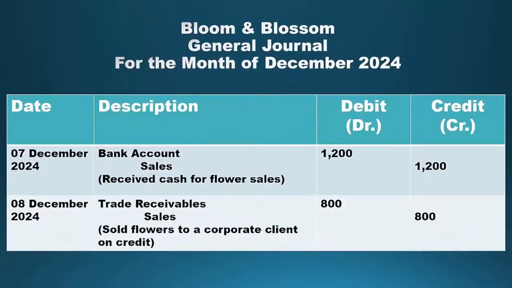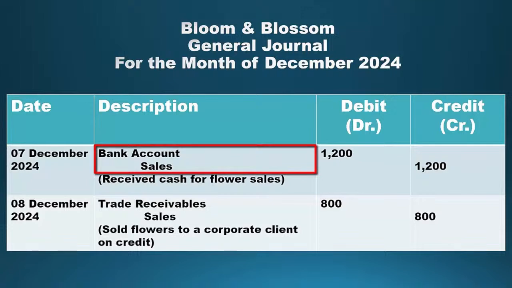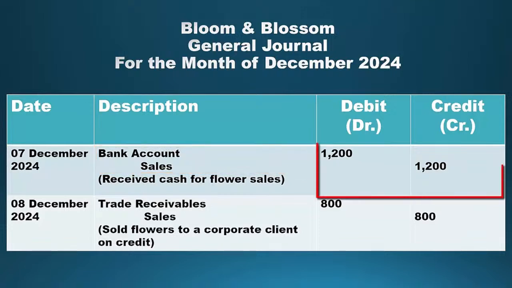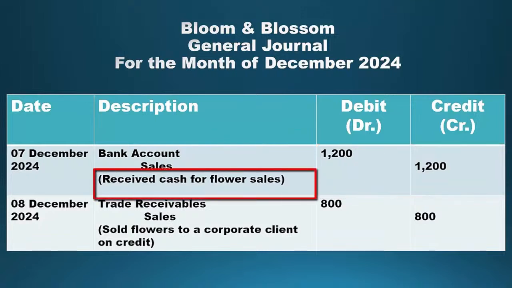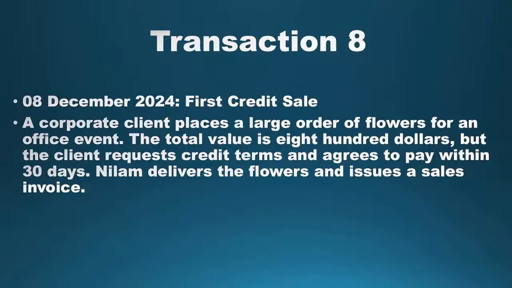Step 5. Recording in the journal. Finally, record this transaction in the journal with the following details. Date. Enter the date the sale was made. Accounts. Write the names of the accounts involved, bank account and sales account. Amounts. Enter $1,200 as a debit to the bank account and $1,200 as a credit to the sales account. Description. Add a brief explanation, such as cash sale of flowers to a customer.